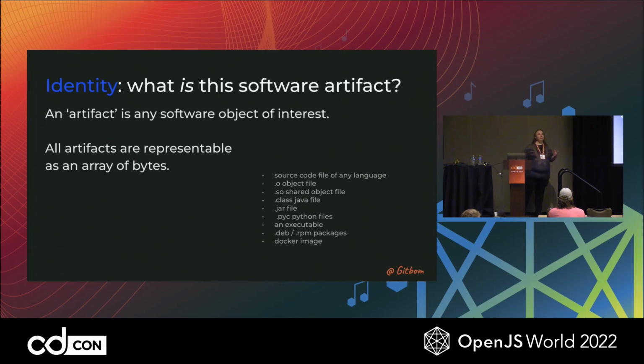So drilling into the first question, identity. What is this software artifact? So we should probably first talk about what we mean by a software artifact. It's basically any software object of interest. It could be source code of any language, right? So a C file, an H file, a Java file, a Python file, a Go file, a Rust file. Any of those are software artifacts.